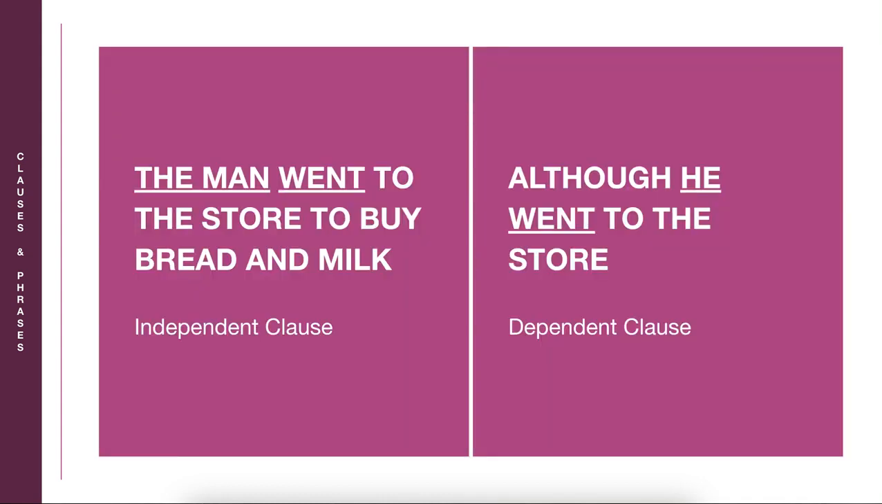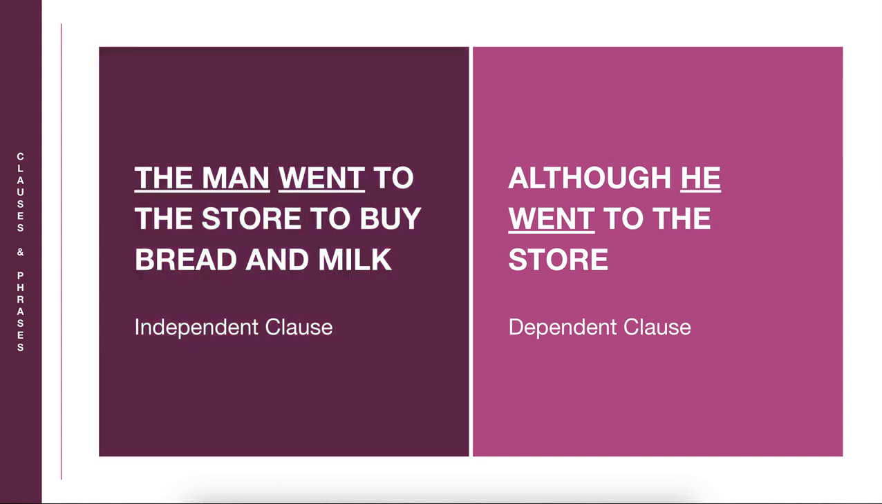So, example 1 on the left, the man went to the store to buy bread and milk. That is an independent clause. That makes sense on its own. On the right, we have, although he went to the store. That's a dependent clause. It does not make sense on its own.